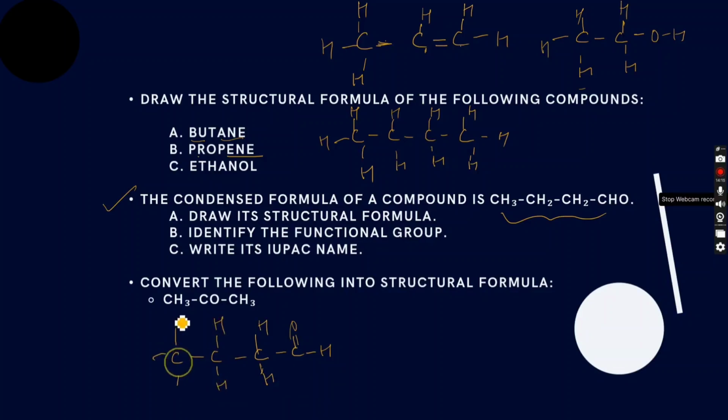Now the second question here is to identify the functional group. As I've said, there is an aldehyde group. CHO is an aldehyde group. So the functional group present here is aldehyde.